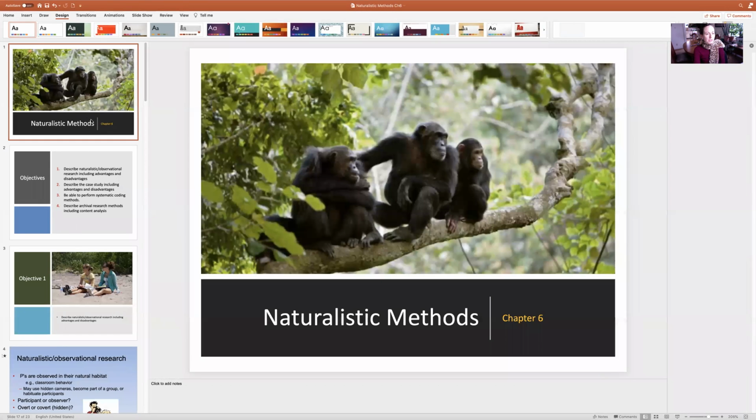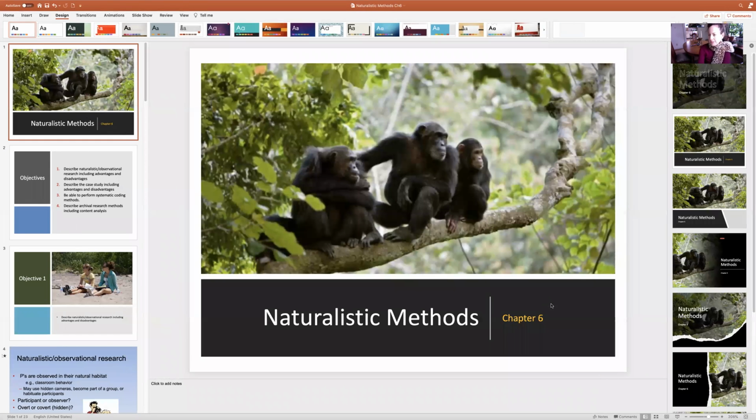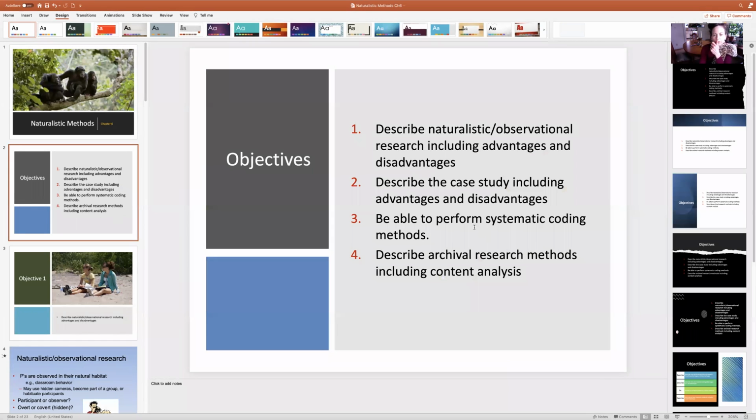Okay, well, I'm going to talk about, again, naturalistic methods today. With naturalistic methods, we are really talking about going out into a natural environment and observing. So we can describe naturalistic and observational methods.